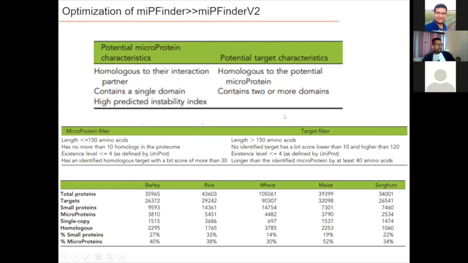So using the newest MIPFinder 2 pipeline or software, which is now available on GitHub. If you go through the paper and you want to use the software, it is openly accessible. You can run the command line very easily on your computer. So we identified proteins, microproteins, small proteins, single copy, and all other information that we need to engineer the crop plants. And we targeted barley, rice, wheat, maize, and sorghum. These are very famous cereals, being consumed and grown for commercial as well as household applications across the globe.